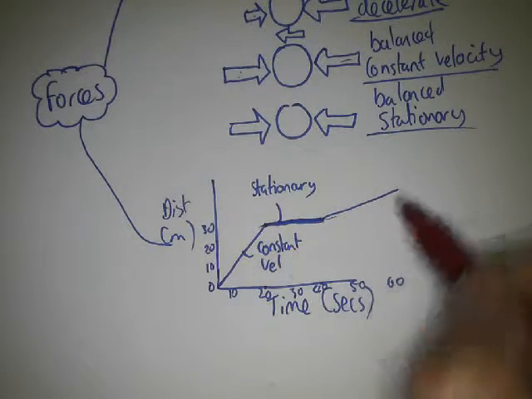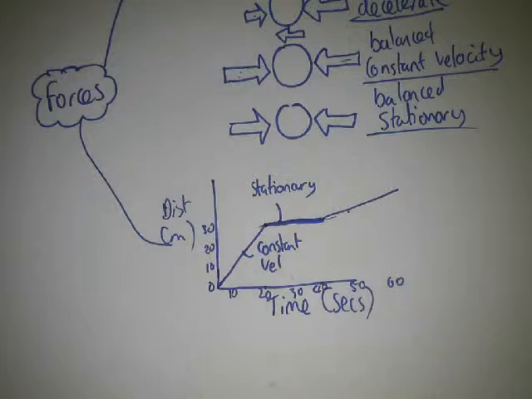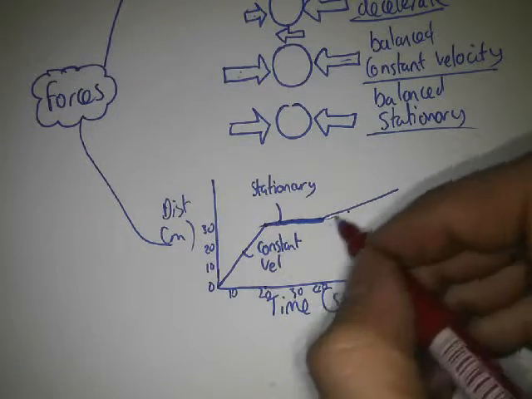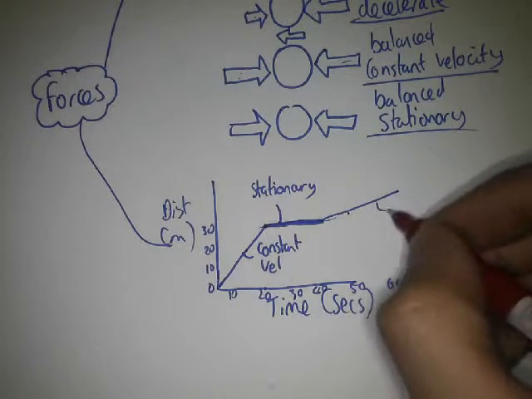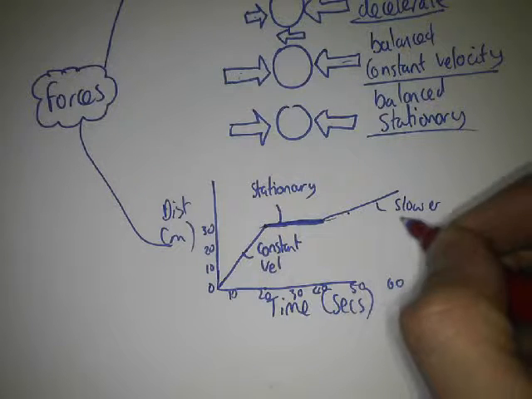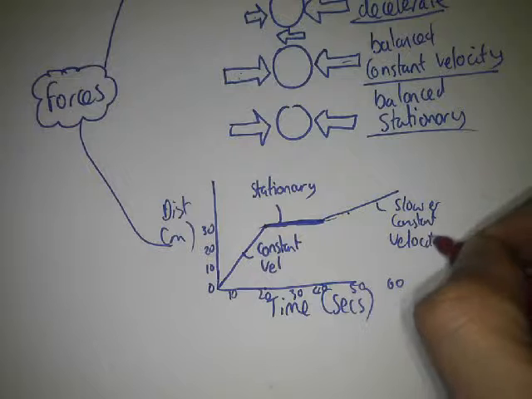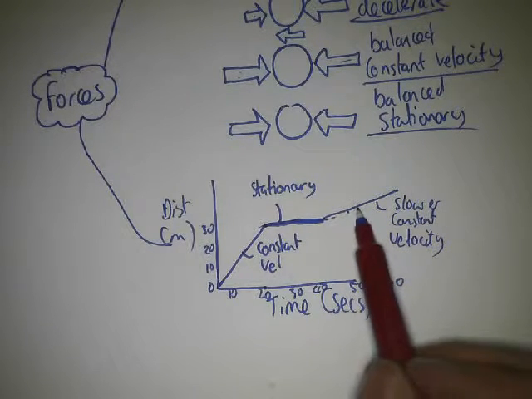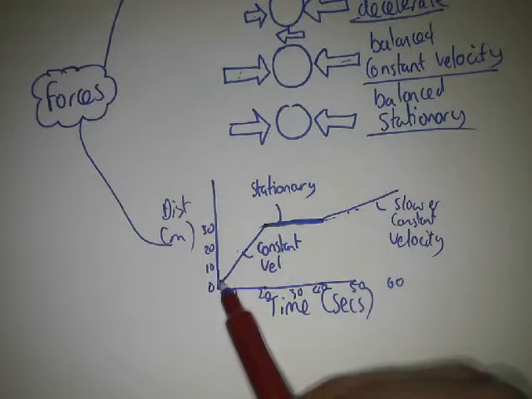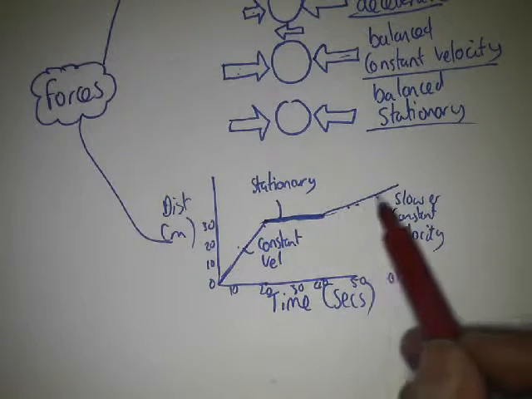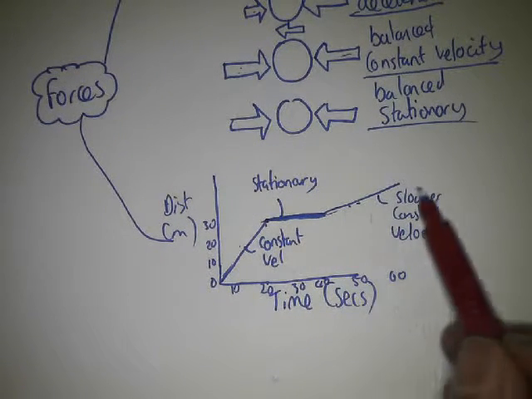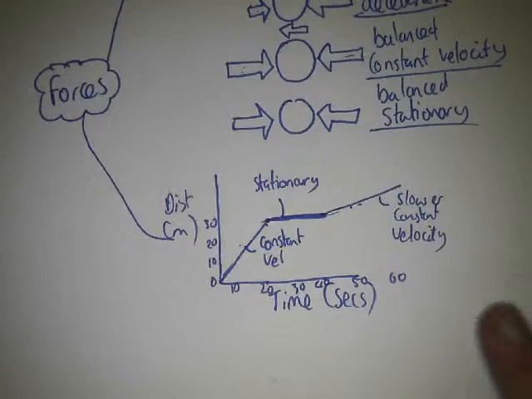Now, again, they're moving here, but let's compare this line to this line. It's a shallower line, so this is a slower constant speed, constant velocity. So if you compare this to this, this is 40 meters per second, and that's 20 meters per second. So it's still got a constant velocity, but a slower rate.